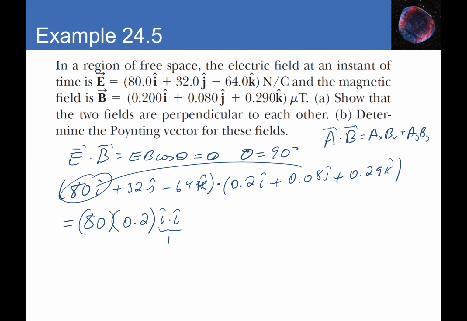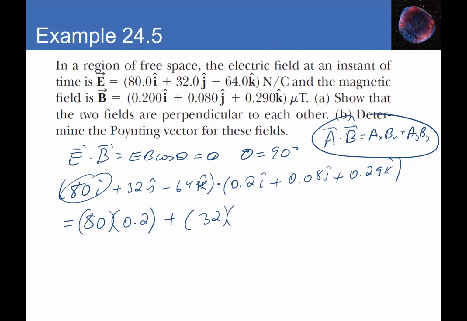That means I can ignore those and only use this equation, which we learned in previous chapters. I can just say it's Ex times Bx plus Ey, which is 32, times By, which is 0.08, plus Ez, which is 64, times Bz, which is 0.29. Adding those all together will give us 0. That means if you do the dot product of two vectors and you get 0, those vectors are perpendicular to one another. By far the easiest way of finding that. All right, so that's part A.